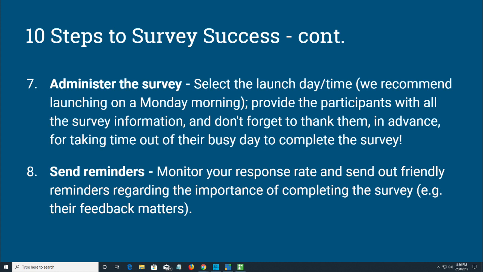Reinforce the fact that this is going to help them, because it'll give them a chance to reveal things, inform us about things that maybe we didn't know about.